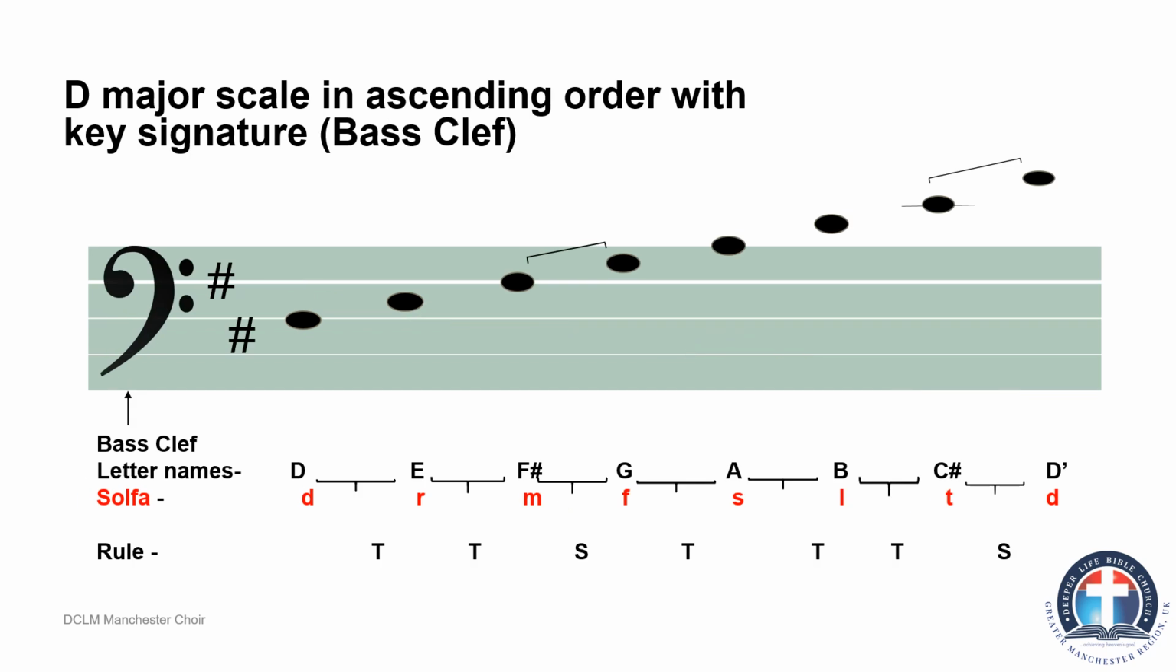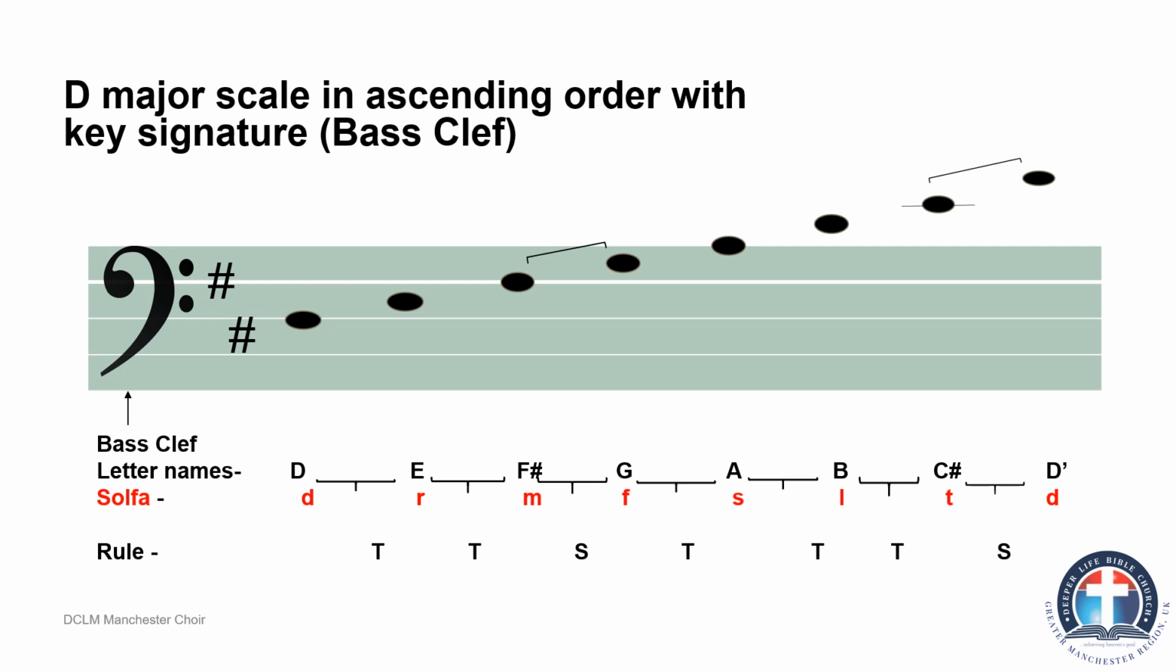On this, we have a D major scale that is constructed in ascending order with key signature on the bass clef. We've been looking at the treble clef so far, so now we're looking at the bass clef. Now for the bass clef, the lines and spaces have a different name, and the letter D can be found on the third line while running the scale. So we start on the third line, and then we would ascend.